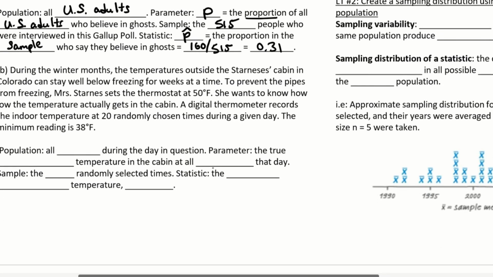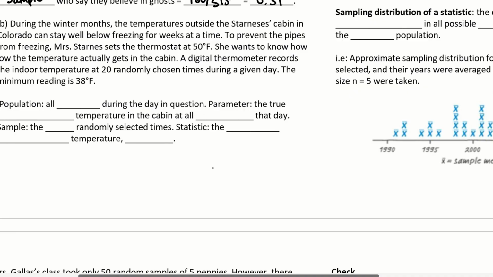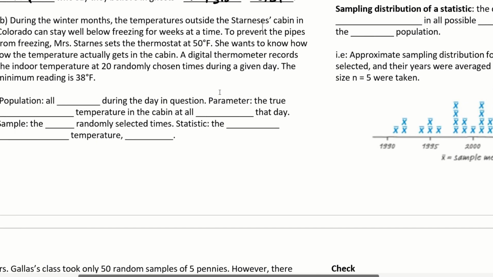Part B says during the winter months, the temperatures outside the Starnes cabin in Colorado can stay well below freezing for weeks at a time. To prevent the pipes from freezing, Mrs. Starnes sets the thermostat at 50 degrees Fahrenheit. She wants to know how low the temperature actually gets in the cabin. A digital thermometer records the indoor temperature at 20 randomly chosen times during a given day. The minimum reading is 38 degrees Fahrenheit.